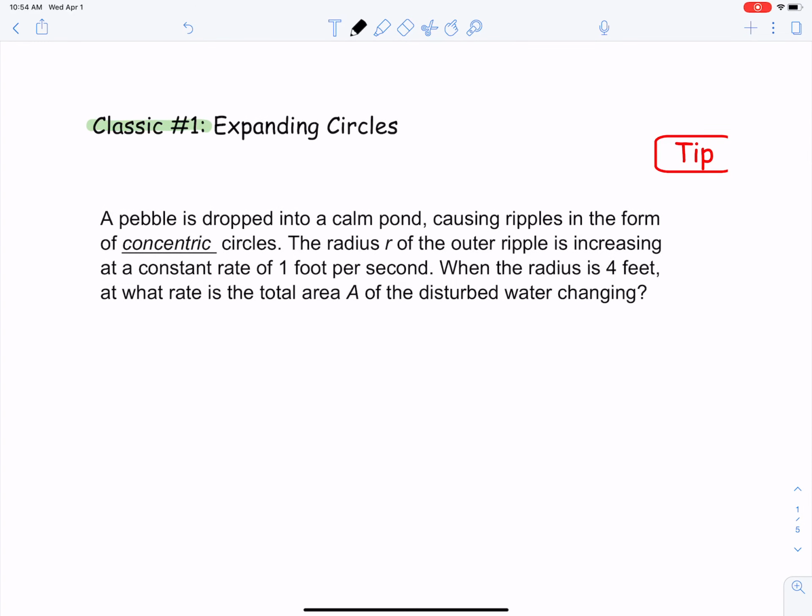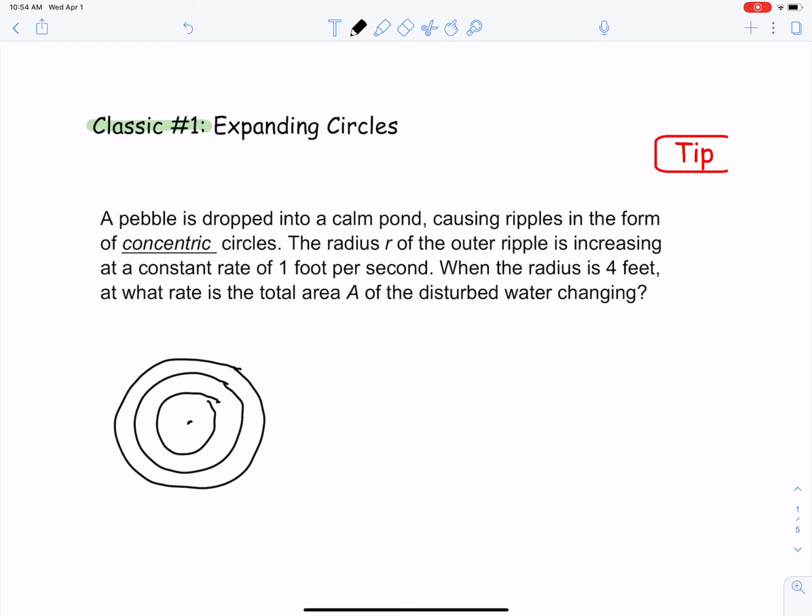So I drop a pebble into a calm pond and it causes these ripples that are circular in nature, and they are all concentric circles, meaning that they have the same center. And the rate that these ripples are forming changes with respect to time. So at the specific time when my radius is 4 feet, I want to know how fast that area was changing with respect to time.